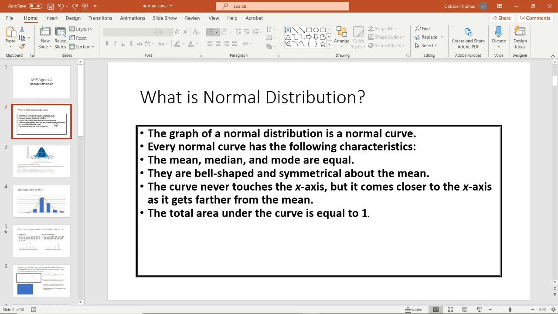Now the curves, here's some new stuff. The curve will never actually touch the x-axis. The x-axis is kind of like an asymptote. It can get really close, but it's never going to go below the curve. And it does get closer and closer to the x-axis on the extremes. And the total under the curve is equal to 1. If we're talking about percentage, that means 100% of my data is underneath the curve. That's what they're saying right there.